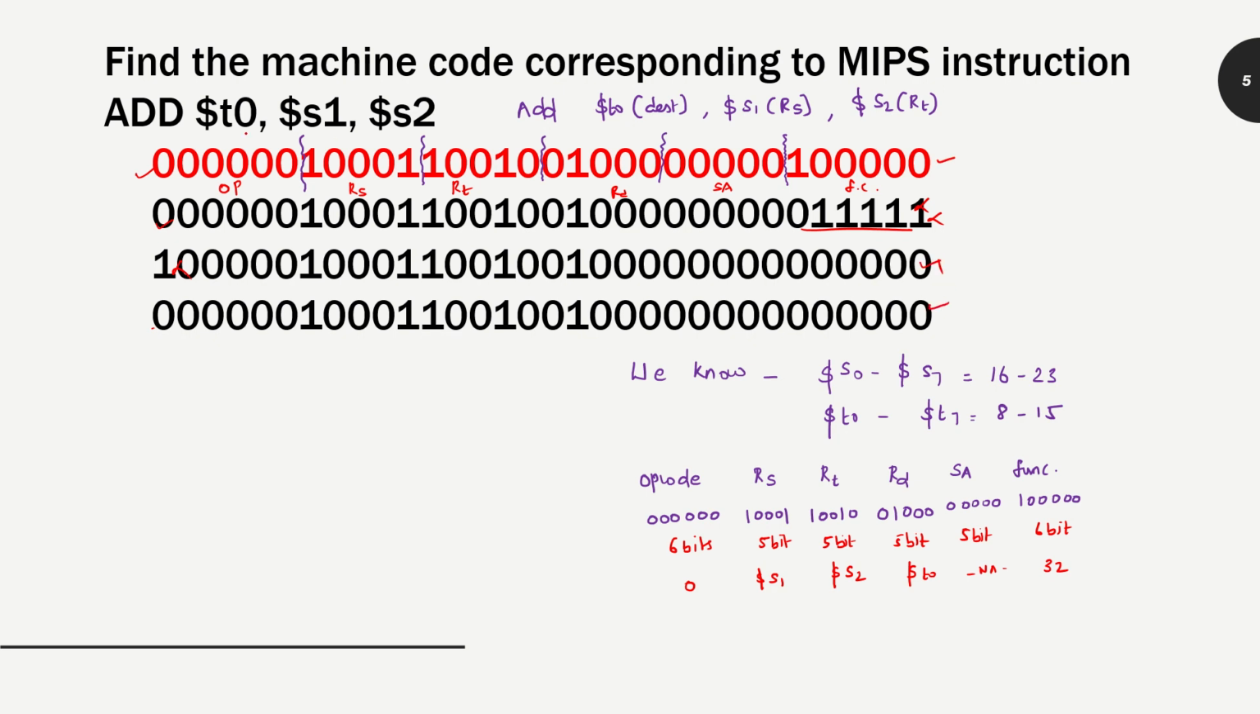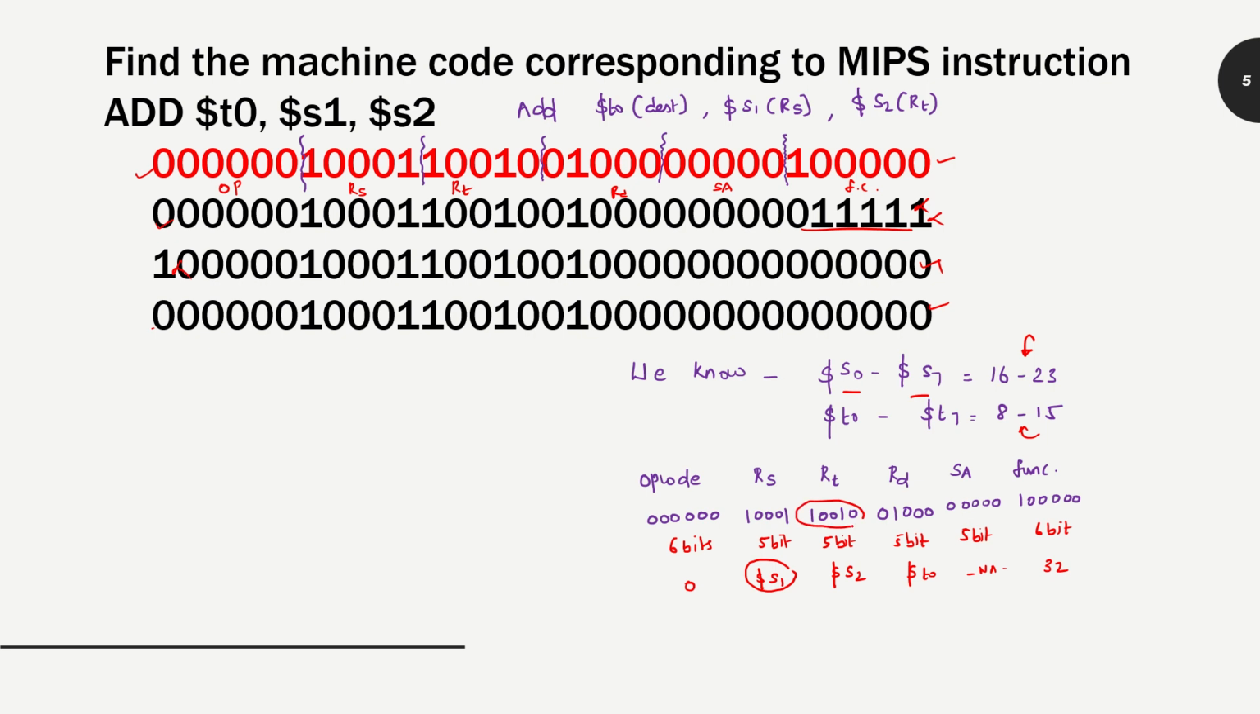Now, what is T0? You can see that RS, RT and RD. Remember, S0 to S7 is always connected with 16 to 23. T0 to T7 is always connected to 8 to 15. Now it's very simple, right? Now RS gets 10001, which is nothing but S1. 10001 is equivalent to S1, which is 17. You can see that 16, 8, 4, 2 and it is 17.